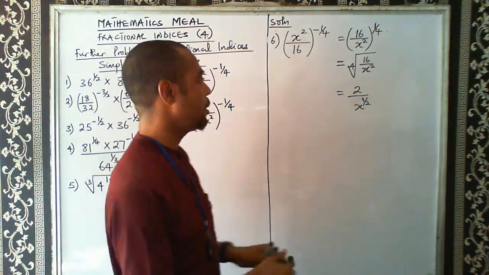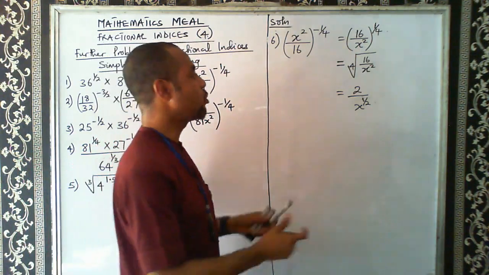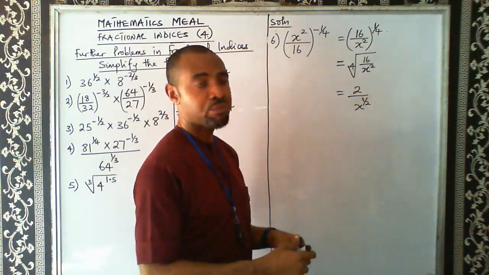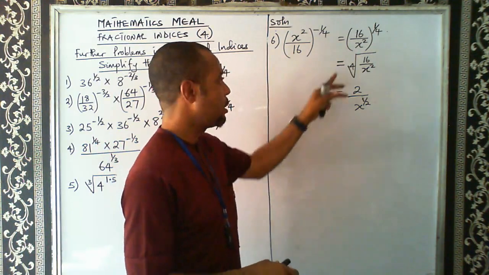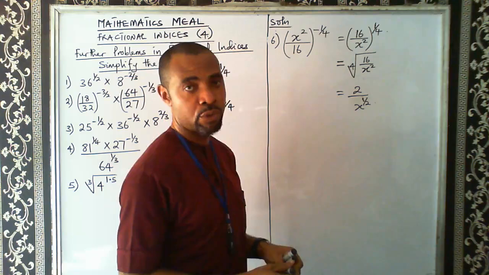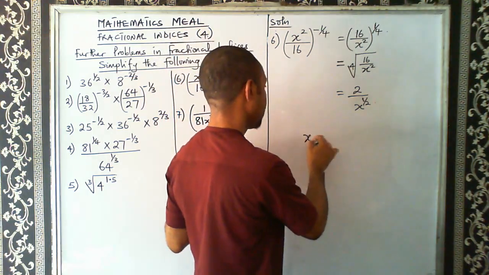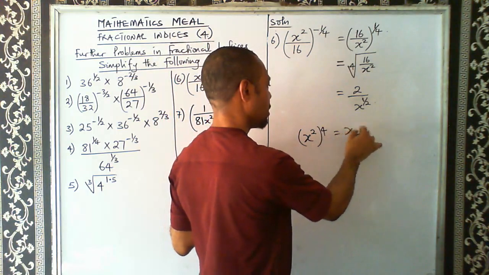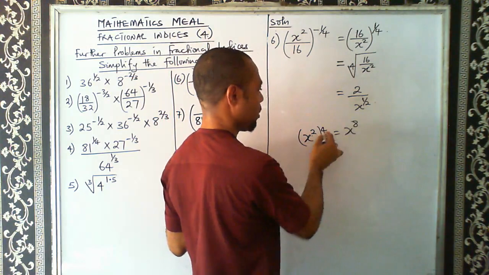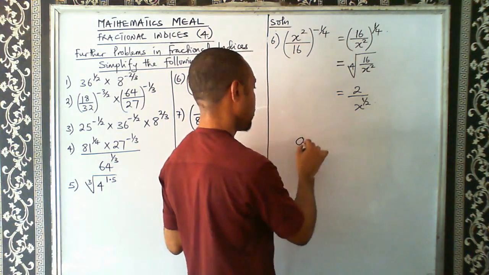Now let's explain this. Whenever you are dealing with letters, to find the root of a letter, just multiply the power of that letter by the reciprocal of that root. What do we mean by that? Now, x raised to power 2 all raised to power 4 is the same thing as x raised to power 8. That's you multiply the powers.